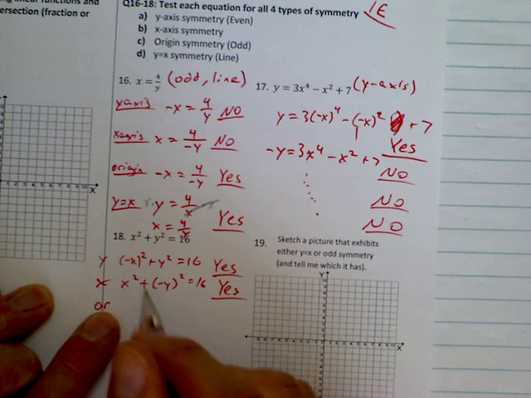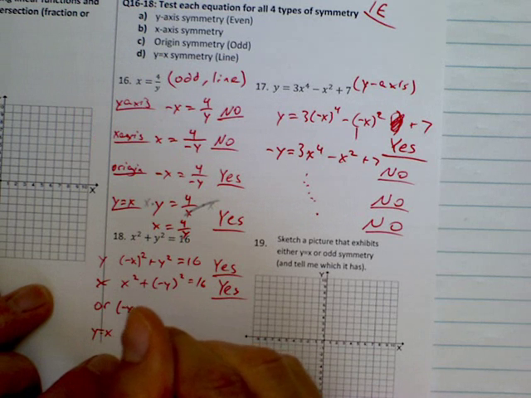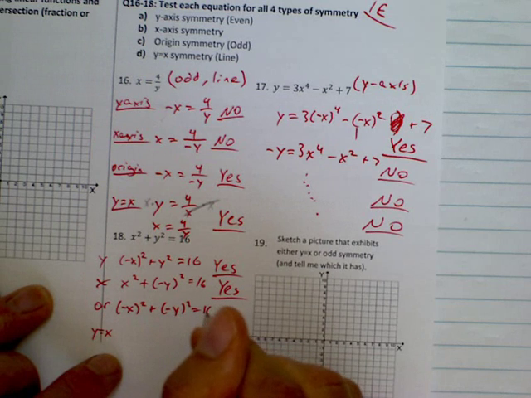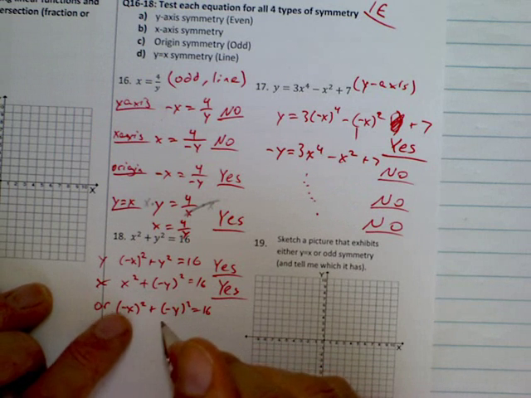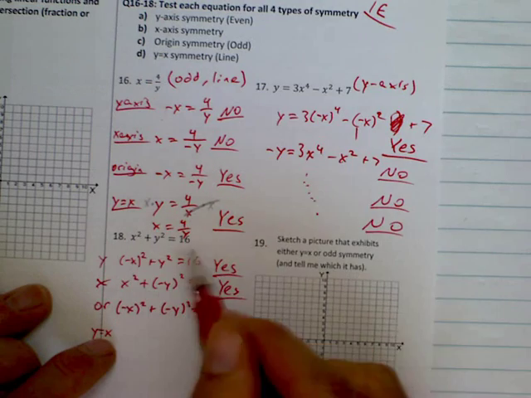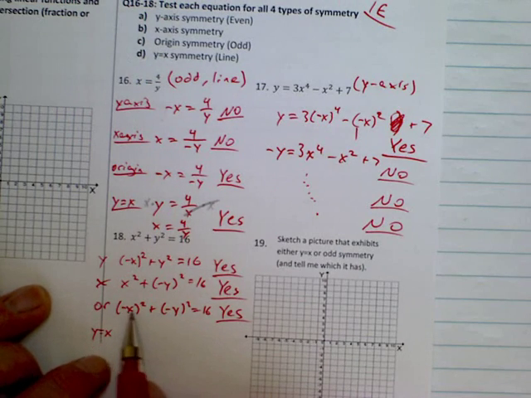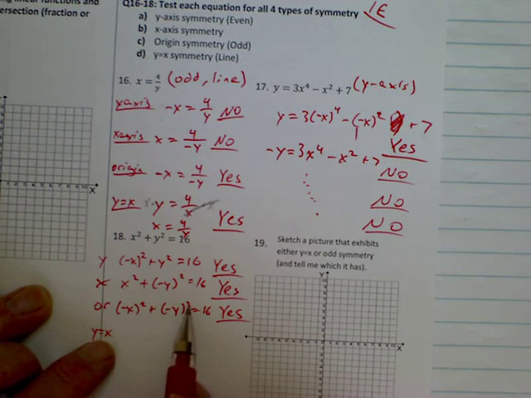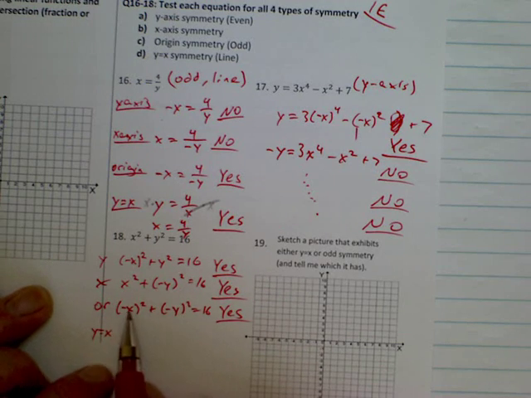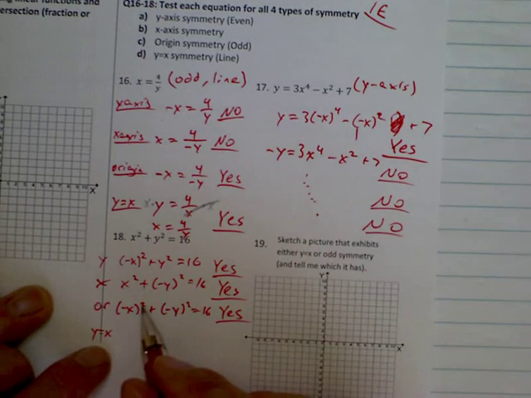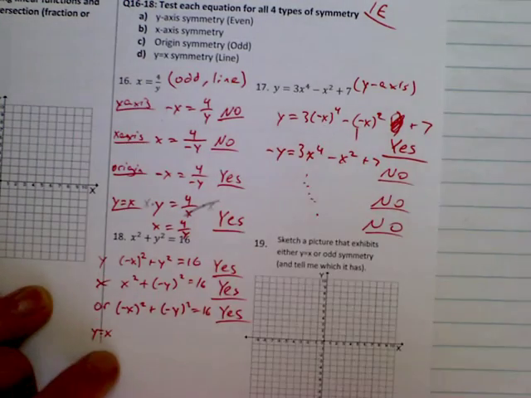For origin symmetry, I change both the x's and the y's to negatives. Would that match the original? Yes. Both of those negatives would cancel out, and you get the original equation. So yes. Remember, anytime you raise a negative anything to an even power, the negative is going to cancel out, because you've got two negatives multiplied together, or even if it was four negatives multiplied together.